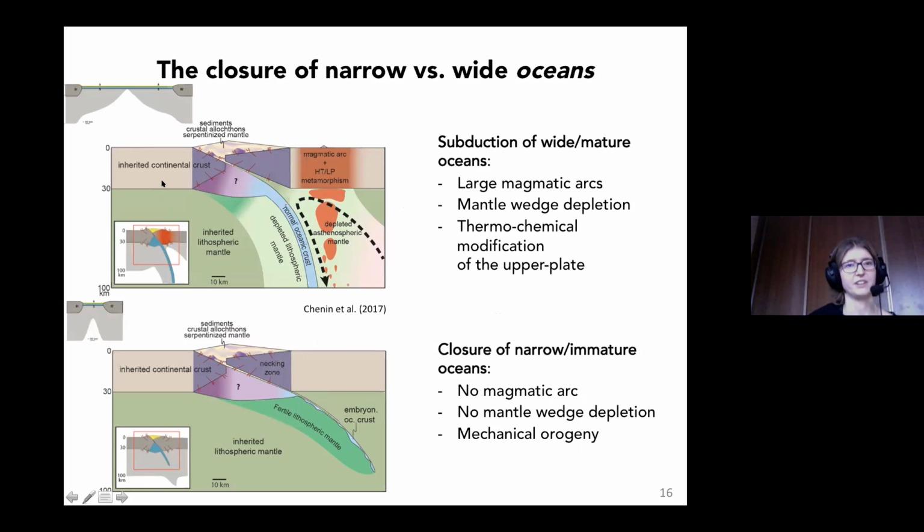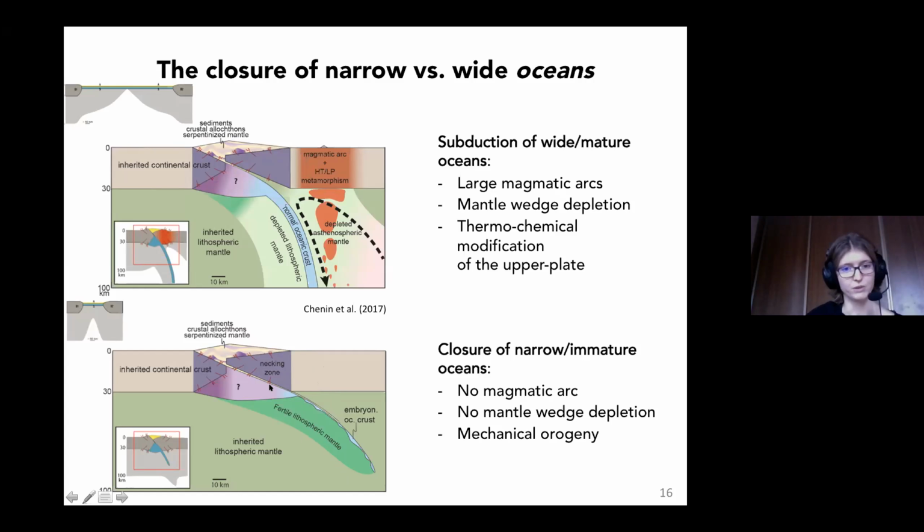Indeed, what is the difference between a mature subduction? During mature subduction, the oceanic crust goes down deep into the mantle, into the asthenosphere, and melts. This results in the formation of a magmatic arc on the upper plate and a depleted mantle beneath. In contrast, when you have a narrow ocean, the lithosphere doesn't go deep enough to produce magmatism, and there is no magmatic arc.